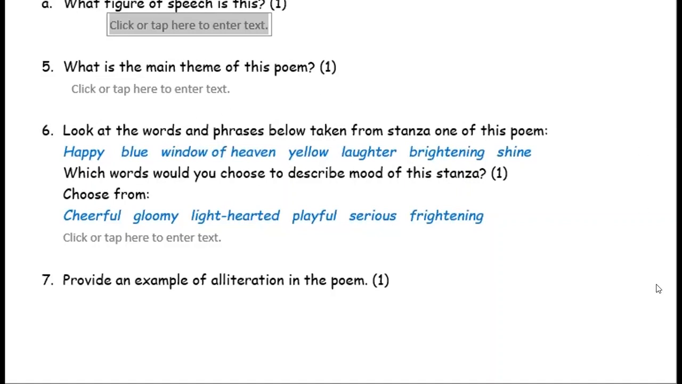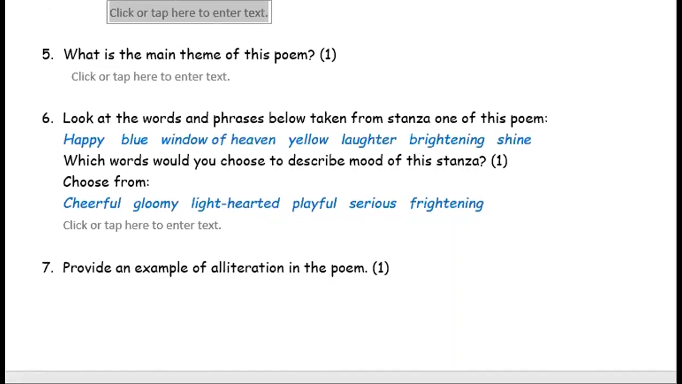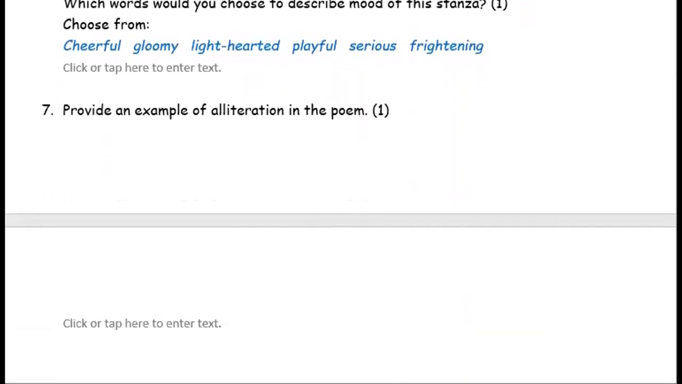Number 6, look at the words and phrases below taken from stanza 1 of this poem. Happy blue, window of heaven, yellow, laughter, brightening and shine. Which words would you choose to describe the mood of the stanza? Choose from cheerful, gloomy, lighthearted, playful, serious, and frightening. And number 7, provide an example of alliteration in the poem. Remember, alliteration is a repetition of consonant sounds, right?